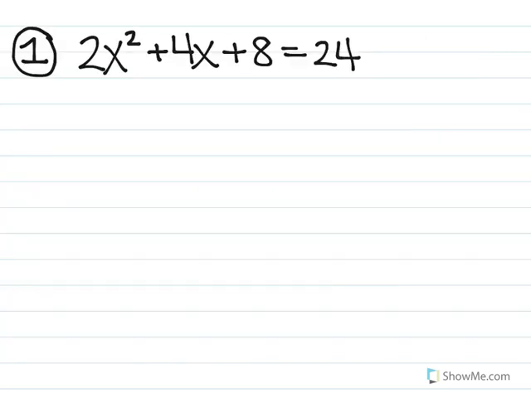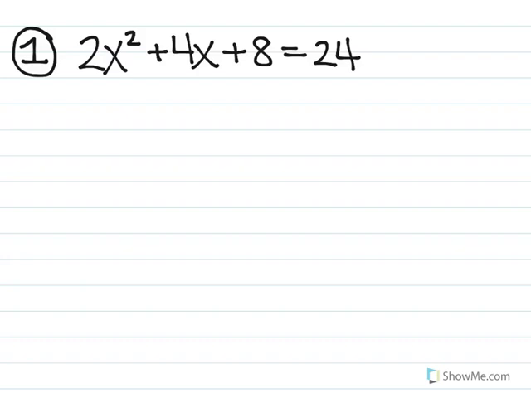Okay, first example. We've got 2x squared plus 4x plus 8 equals 24. Now, if we look back at the other page where we listed the steps, the first step is to make sure that the equation is set equal to 0, which right now it's not.